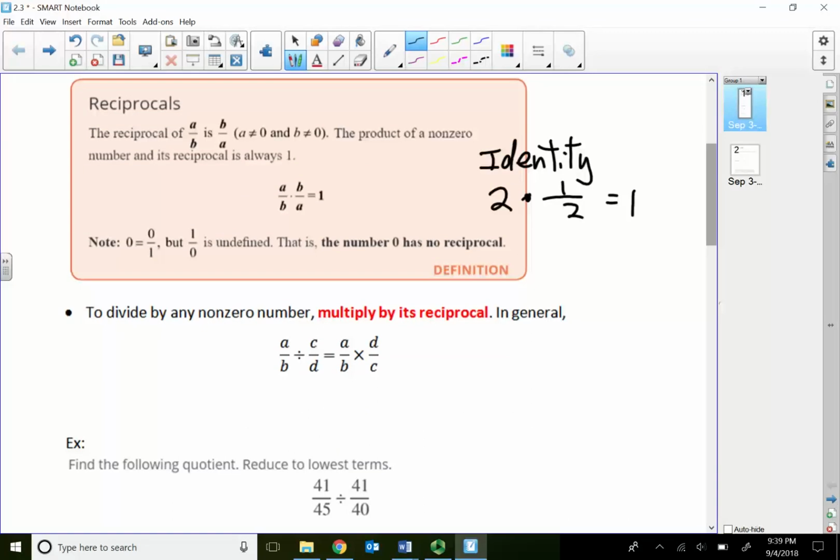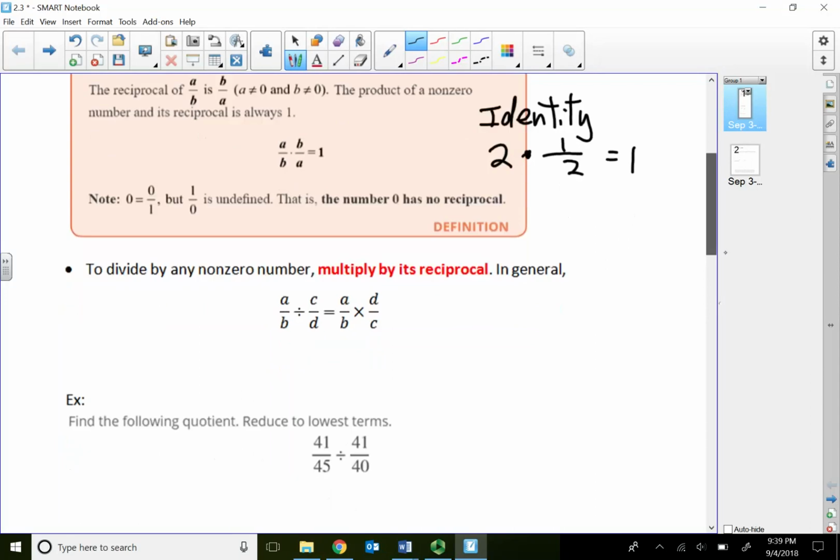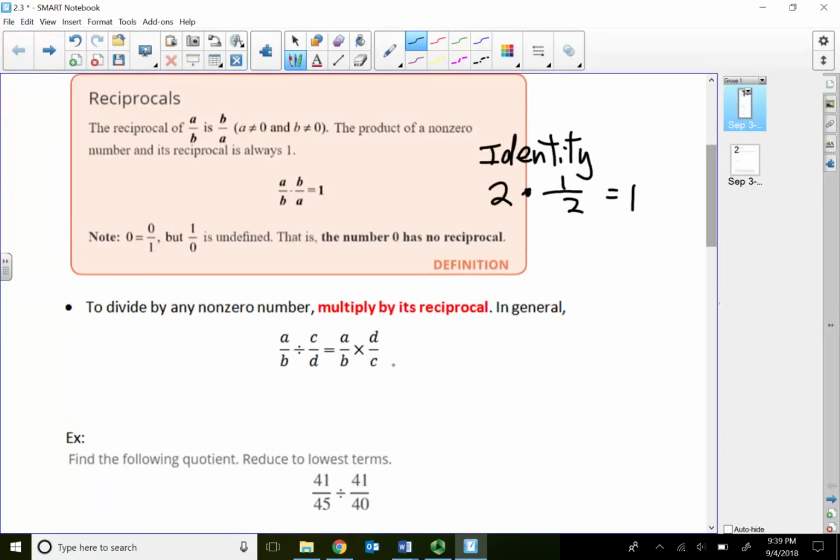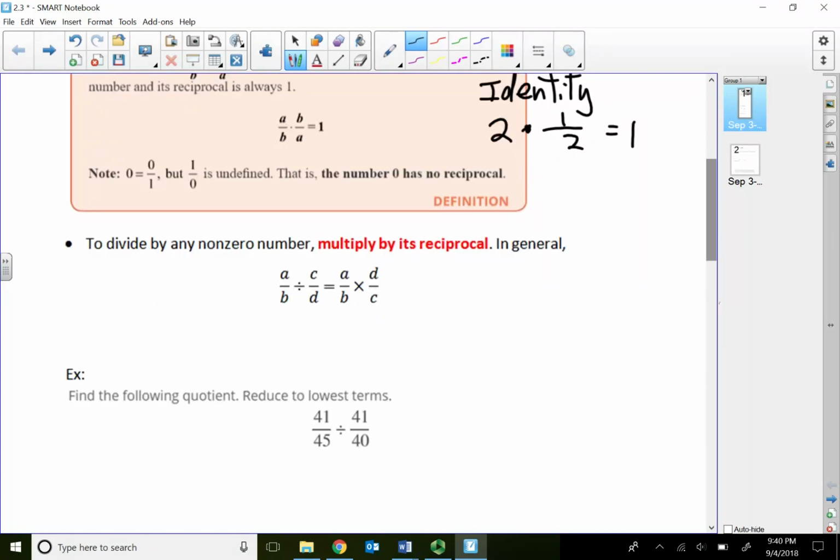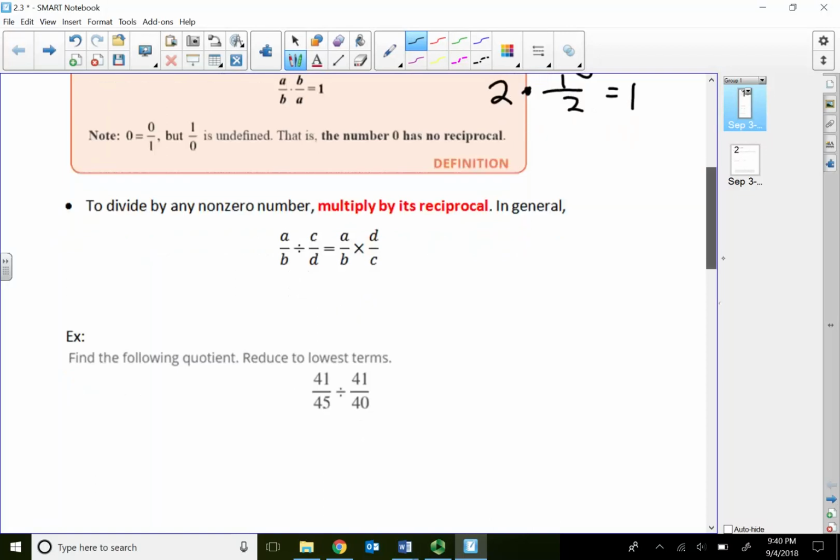All right, make a note: 0 can be 0 over 1, but 1 over 0 is actually undefined. So 0 does not really have a reciprocal. When we're dealing with fractions, we actually don't divide by a fraction. Instead, we will times by the reciprocal. So to divide by any non-zero number, we will actually multiply by its reciprocal. Division of a fraction, just remember, means times by its reciprocal.